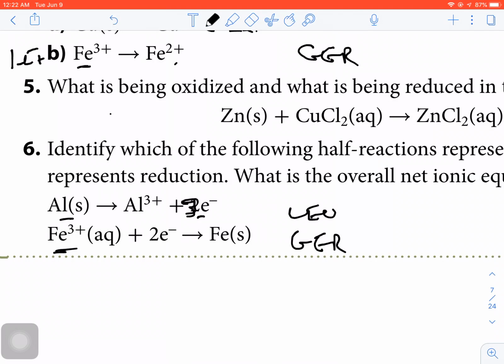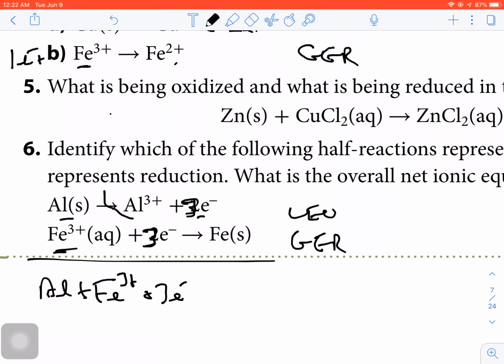There's another mistake there too. Look at that. The iron 3+ is going to iron. So to do that, it has to have 3 minuses added to it, or 3 electrons. So if I add up all the reactions, I'll end up with aluminum plus Fe3+ plus 3 electrons on the left side of the arrows. And on the right side, I've got aluminum 3+ plus 3 electrons plus an iron. But notice that I've got 3 electrons at the beginning and 3 at the end.